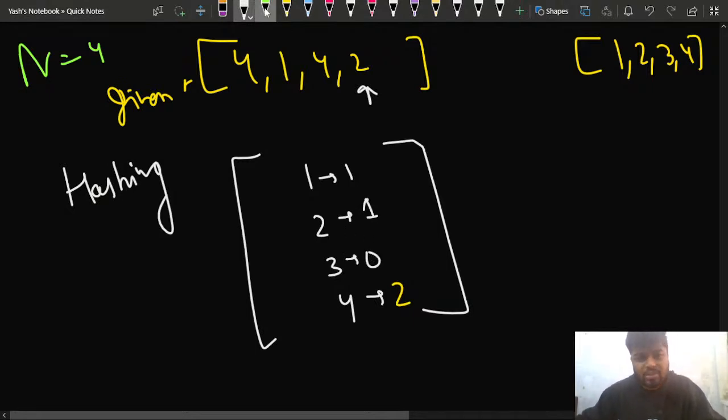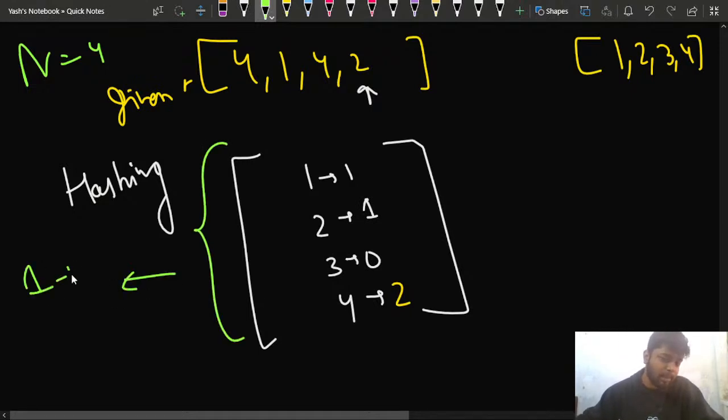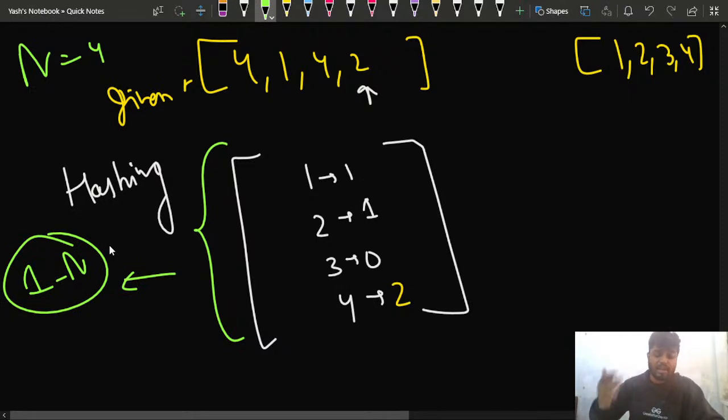So then what I'll do is I can easily iterate through the hash map, and the hash map has all the values between 1 to n, right? I'll iterate through all the values from 1 to n. I'll check the frequency for every element. For every element from 1 to n, I'll check the frequency.